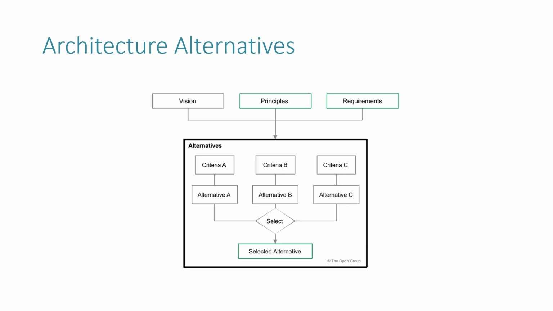And you can read this in TOGAF, how they say that you should consider alternatives. You should first create criteria and then define the alternatives. Then you select the alternative.